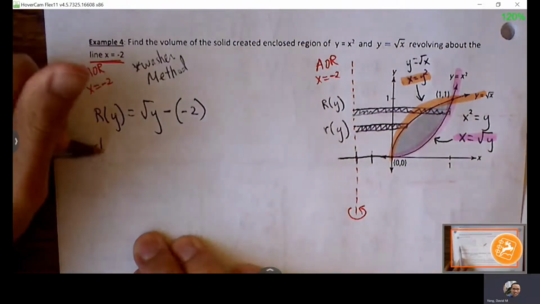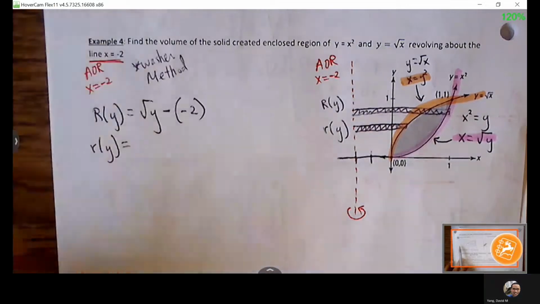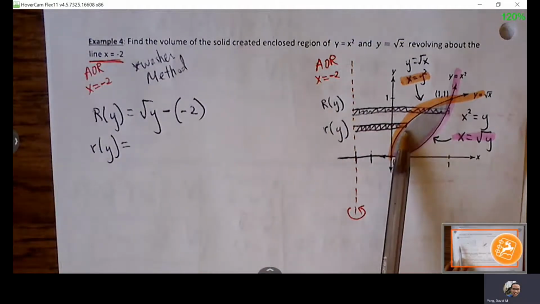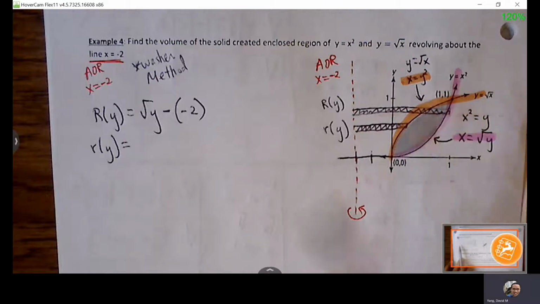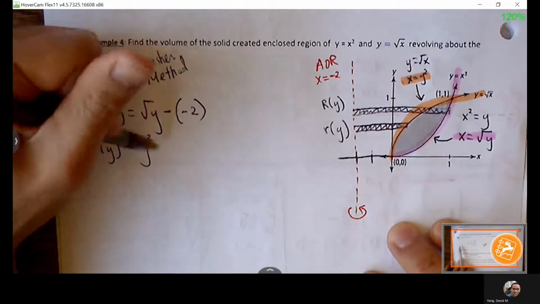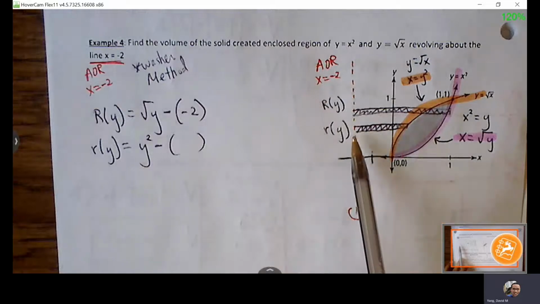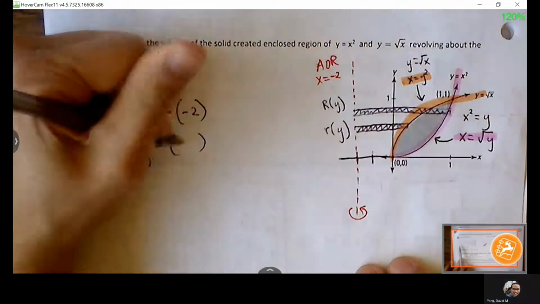Right, little radius. Right minus left. What is the right endpoint of little radius touching? What's the adapted equation? Y squared, okay. Minus, what is the left endpoint? -2.